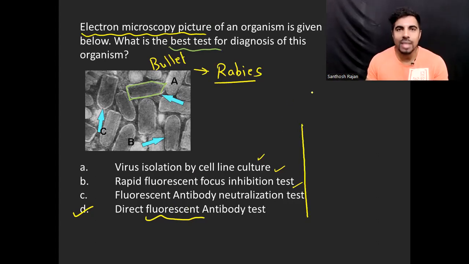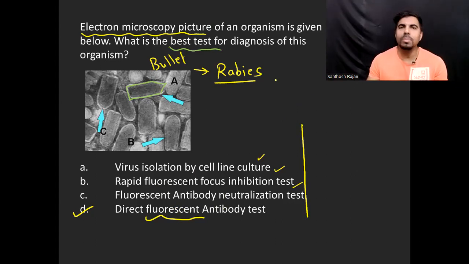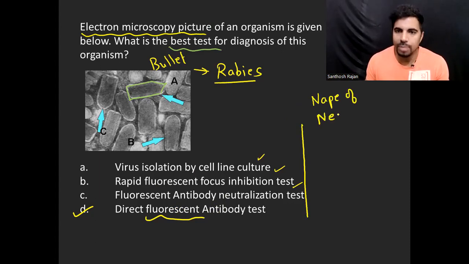Direct fluorescent is case sample. So this is a blood direct fluorescent antibody, you do it, but for Negri bodies to be identified, which is the best place to take the sample? The nape of the neck. For diagnostic purposes, the nape of the neck is the best place to take the sample. I'm talking about antemortem, not postmortem.